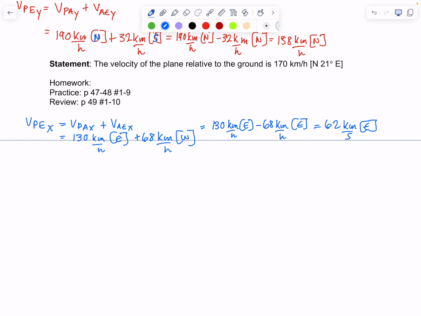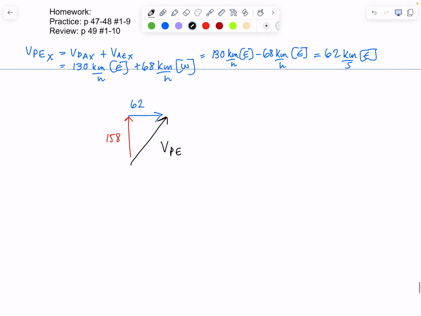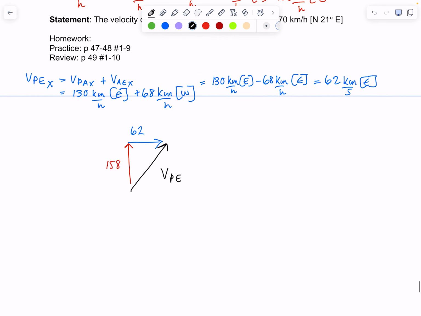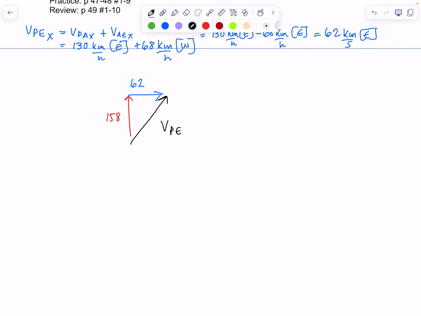So we have the x component of the resultant velocity and the y component, and we want to find the resultant velocity, the velocity of the plane relative to the Earth. We can use Pythagorean theorem to solve for the velocity of the plane relative to the Earth, as it is the hypotenuse of this right-angled triangle.